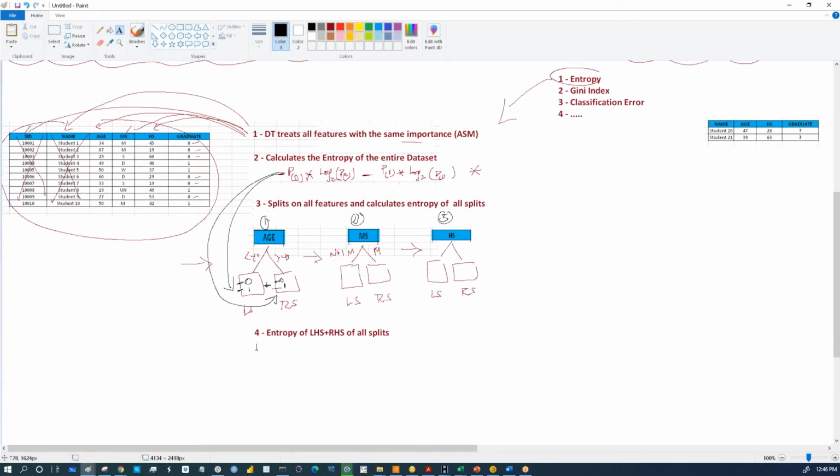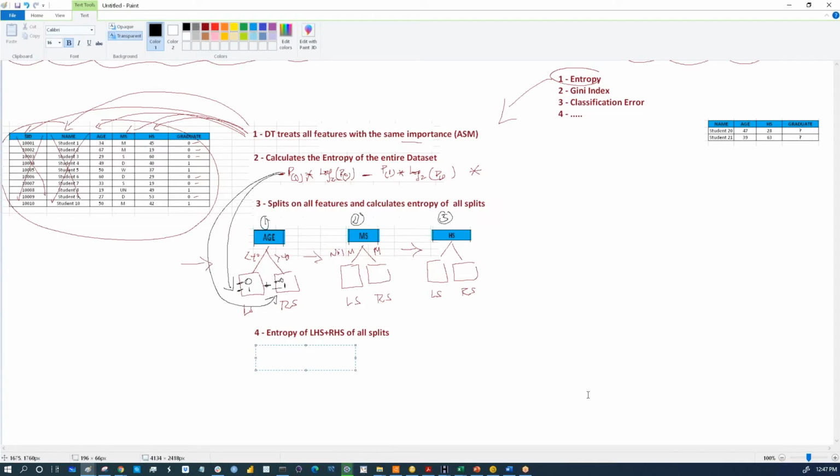And step number 5, it is going to subtract the original entropy from the features or split entropies.